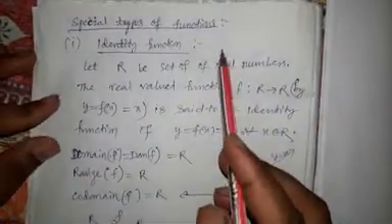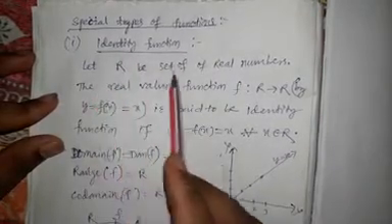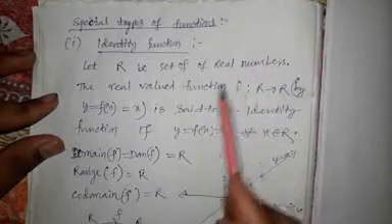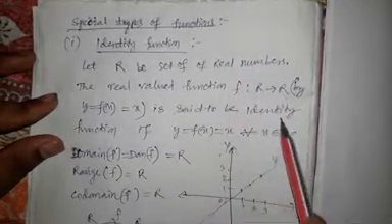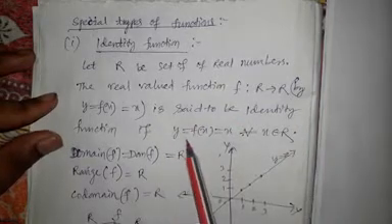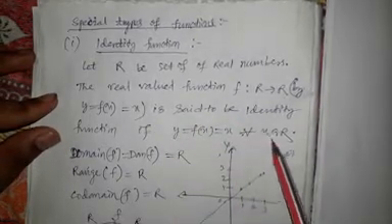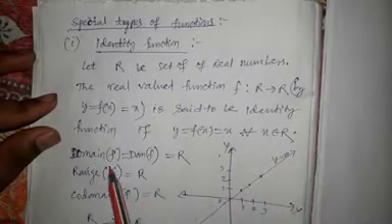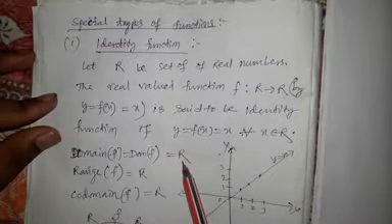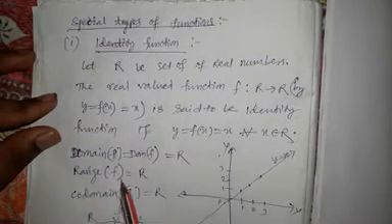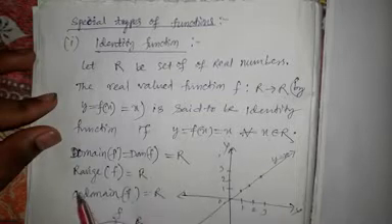Special type of functions. First, identity function. Let R be the set of real numbers. The real valued function f such that R to R is said to be identity function if y is equal to f of x is equal to x for all x belongs to real number. Domain of f, that is dom of f, is equal to real number, and range of f is equal to real number. Codomain of f is equal to real number.